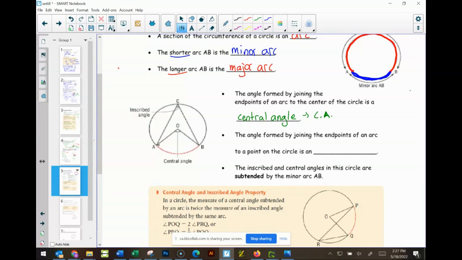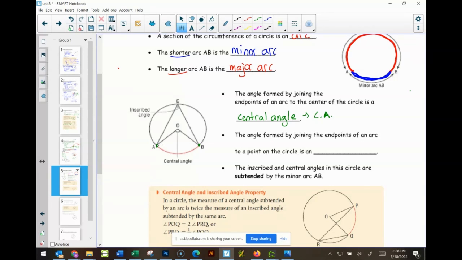So in this case, the central angle joins the endpoints of an arc. Well, our arc is noted in red there. So the arc is between A and B, the minor arc going underneath, and the major arc is the one that goes ACB all the way around the outside. But we are talking about an angle formed by joining the endpoints of an arc.